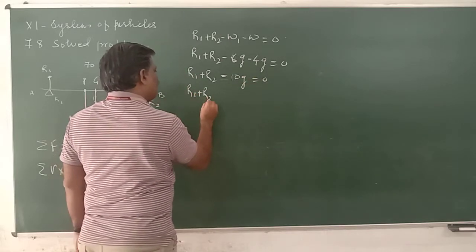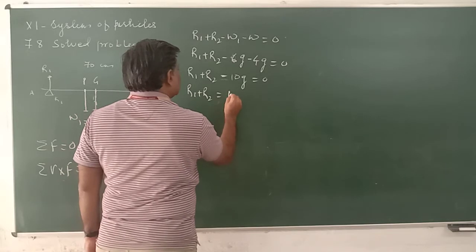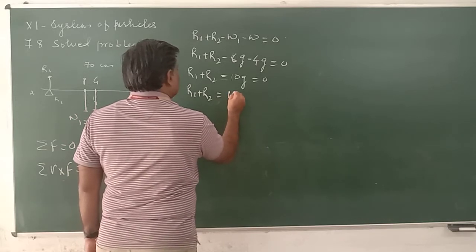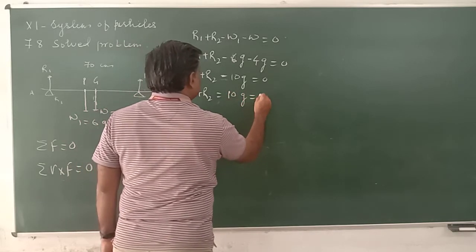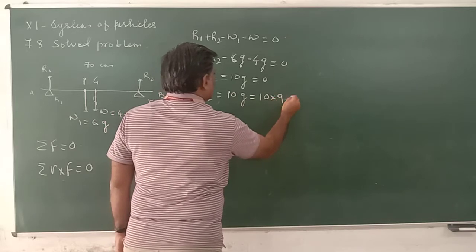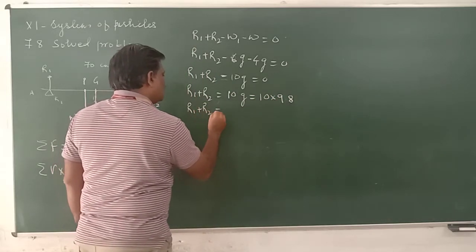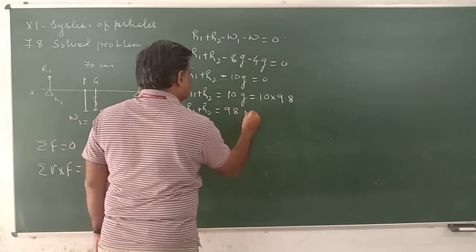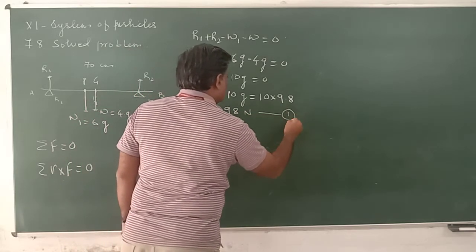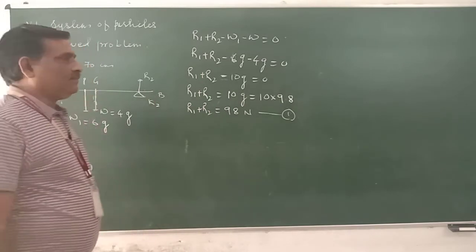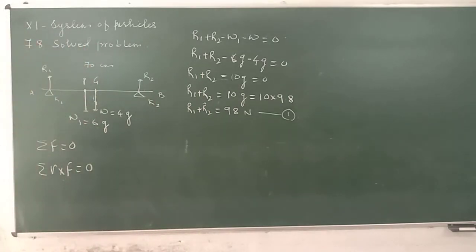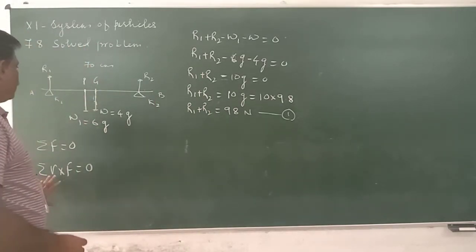So R1 plus R2 is equal to 10g, which is nothing but 10 into 9.8. So R1 plus R2 is equal to 98 Newton. This is equation number 1. Equation number 2 comes from rotational equilibrium.